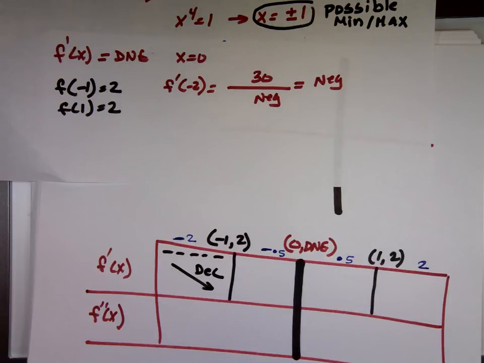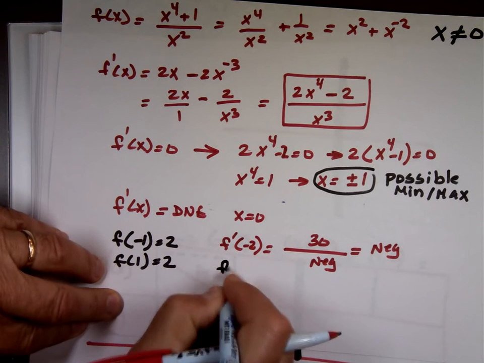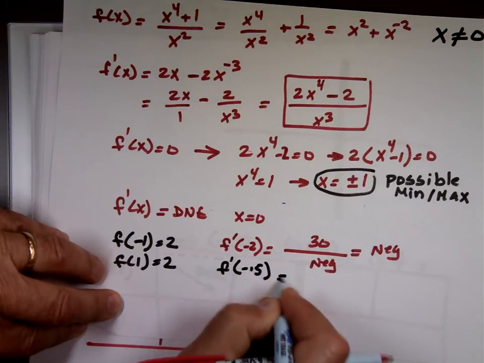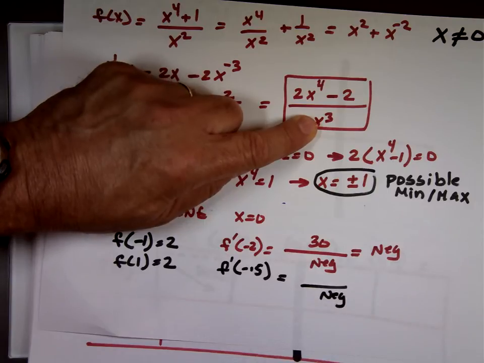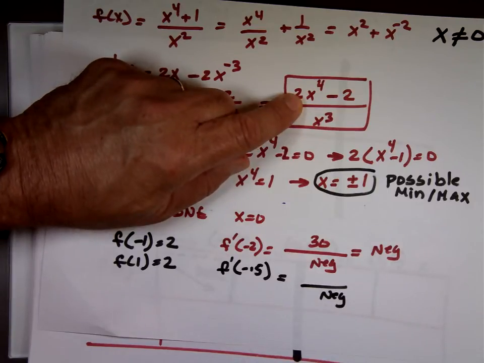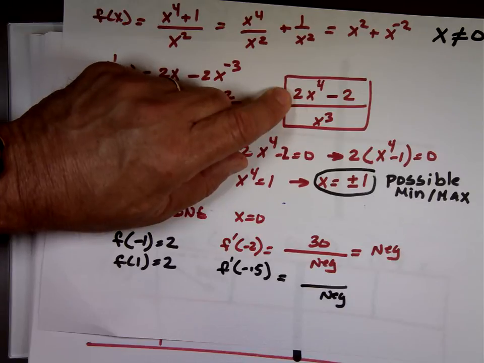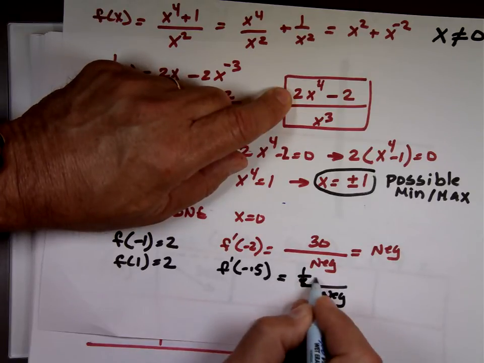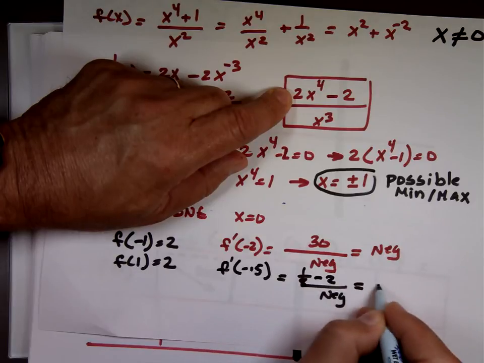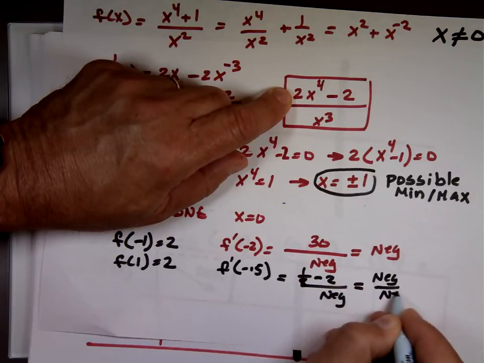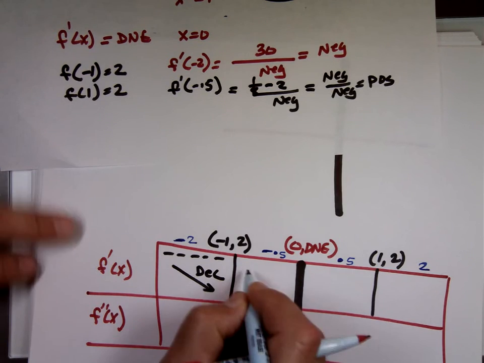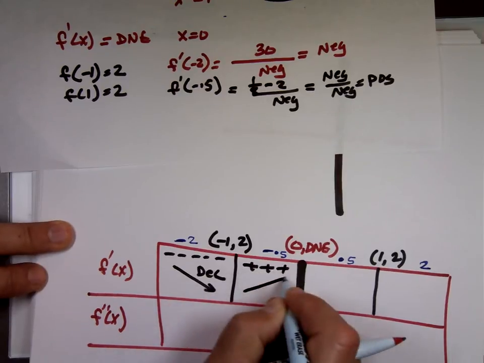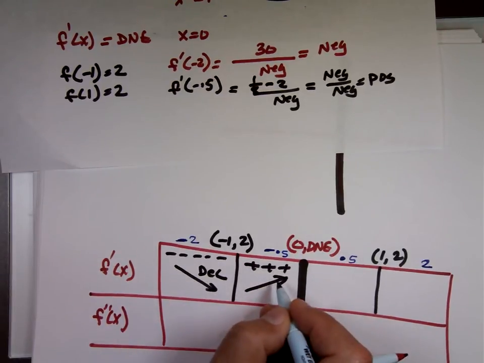After that, the negative 0.5. That bottom is negative again. 0.5 to the 4th, that's 1/16. 1/16 times 2, that's 1/8 here. Minus 2, that's a negative over negative, which is positive. That tells me it's increasing here. Decreasing, increasing. What do we know? That point is what? Min.